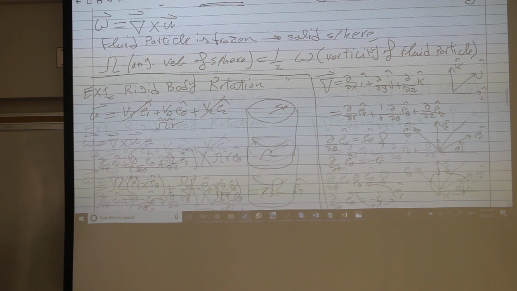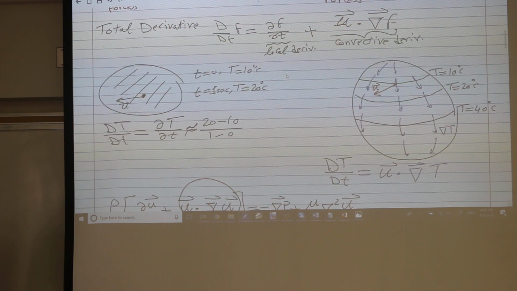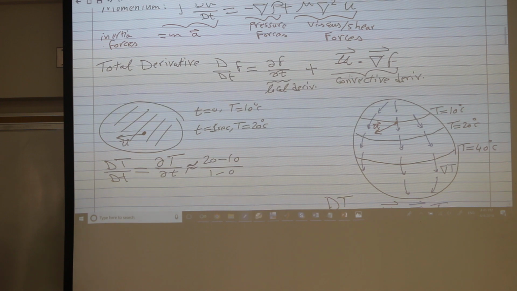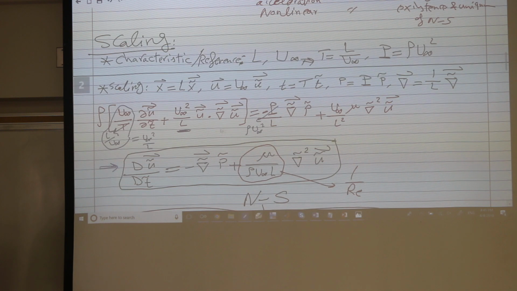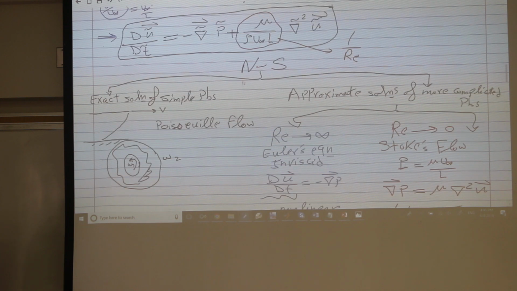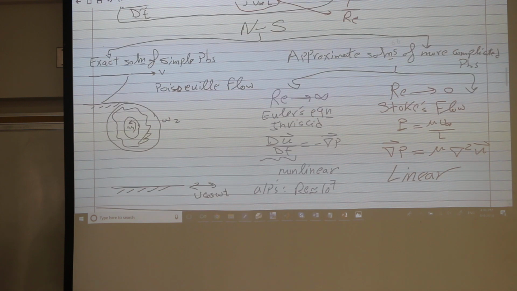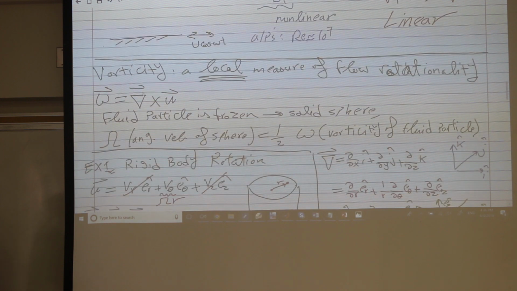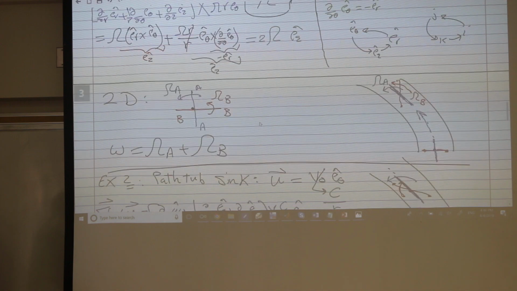So what did we do today? We introduced the local derivative, the convective derivative. Hopefully we digested this well. We introduced the scaling. We talked about the taxonomy of Navier-Stokes equations. We have some exact solutions versus approximate solutions. This is what we're interested in as aerospace engineers, because we want to do more complicated problems, but unfortunately this approximation is not very helpful. Okay? Then we learned about vorticity and rotationality.